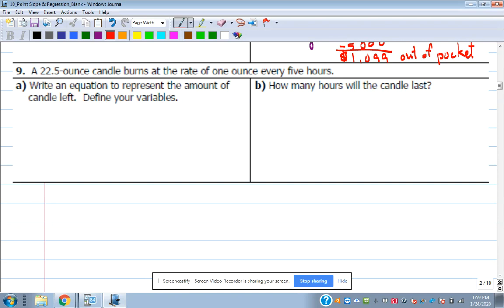So number 9 takes a 22.5 ounce candle and burns it at a rate of 1 ounce every 5 hours. Write an equation to represent the amount of candle left. Okay, so this one's a little different because it wants to know the amount of candle left. So Y is going to be the amount left. What's X going to be here?